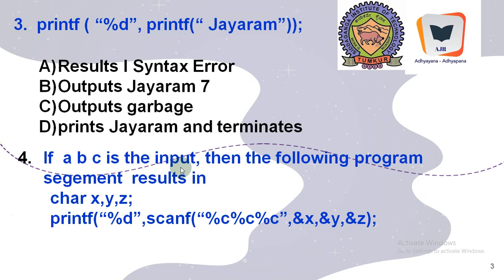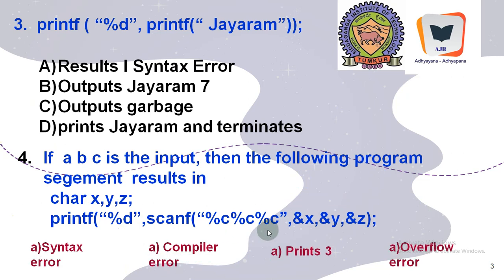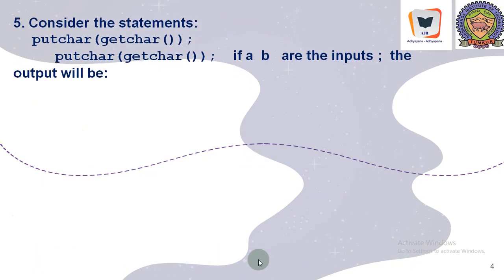Now, if ABC is the input, then the following program segment results in which character output? printf("%d", scanf("%c%c%c", &x, &y, &z)). ABC will be taken as inputs, and since there are three parameters for the scanf function, it will print 3. That's all. It prints 3. That is the correct answer.